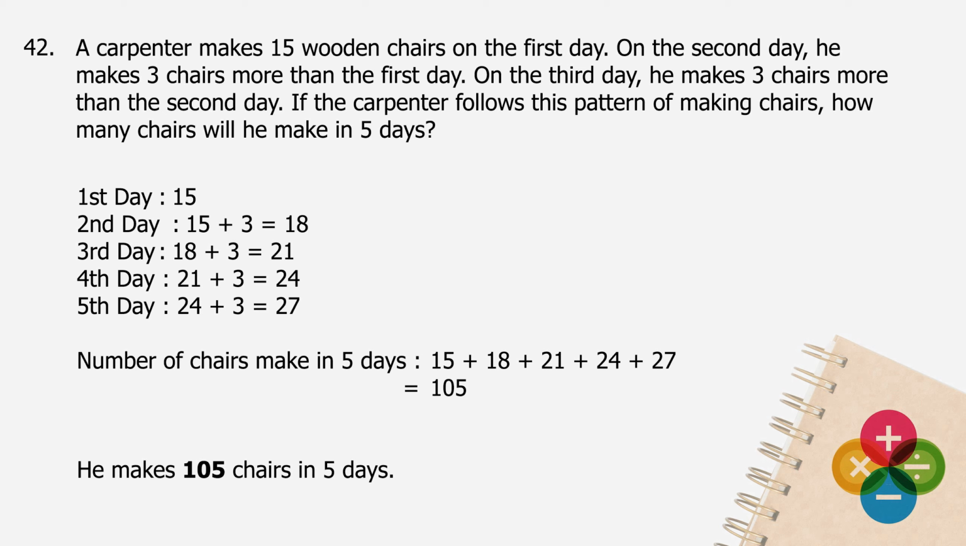The number of chairs he make on the fifth day will be, add 24 to 3, and the sum is 27. The number of chairs make in 5 days will be, add 15 to 18, to 21, to 24, and to 27, and the sum is 105. He makes 105 chairs in 5 days.